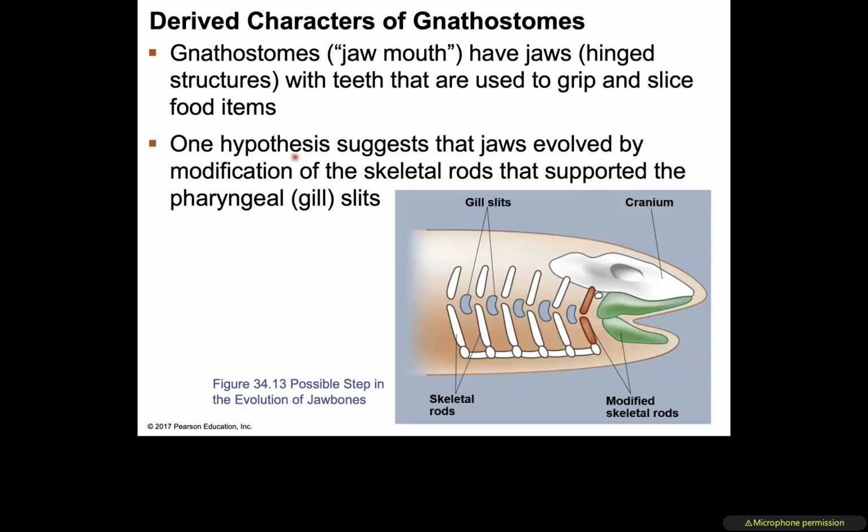So let's look at the gnathostome. The gnathostome is the jaw mouth. They have hinged structures with teeth that are used to grip and slice food. And so it's thought, as a hypothesis, that the jaws evolved via modification of skeletal rods that supported the pharyngeal slits or gills.